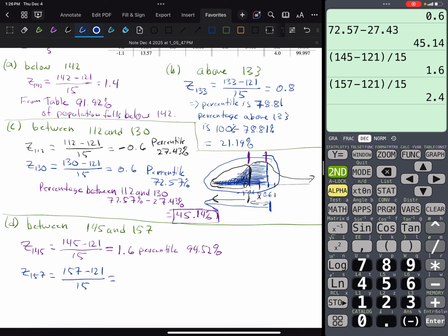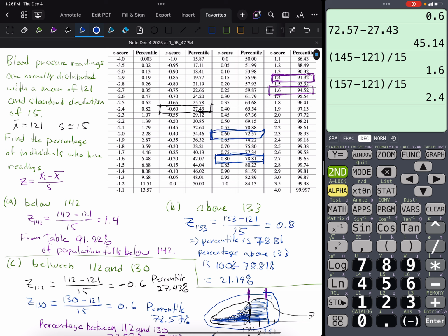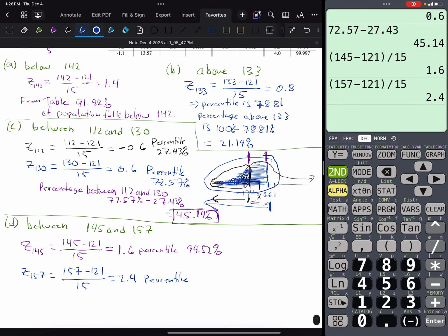And I like this problem because the last one we did was symmetric, and they're not always going to be symmetric. So I think this one's a little bit more realistic of a type of problem here. And so now I've got a z-score of 2.4, and that'll lead me to a percentile. And I need to look that up, right? I need to go up here, and I find my 2.4. And my 2.4 is 99.18%.